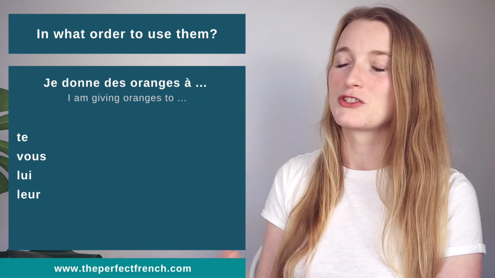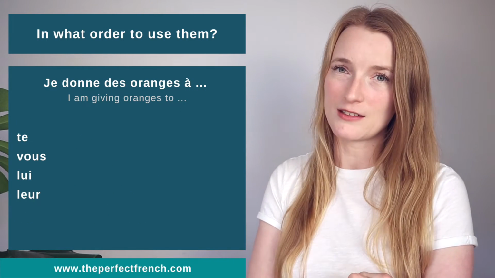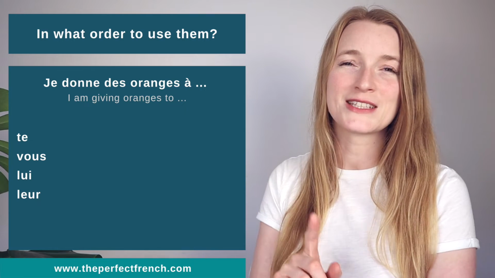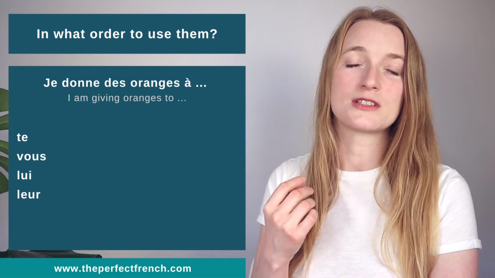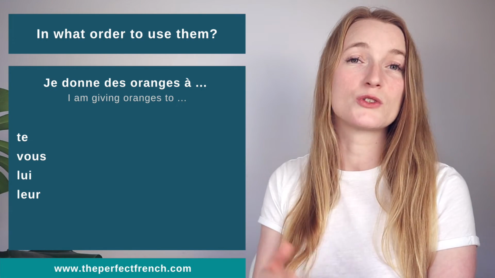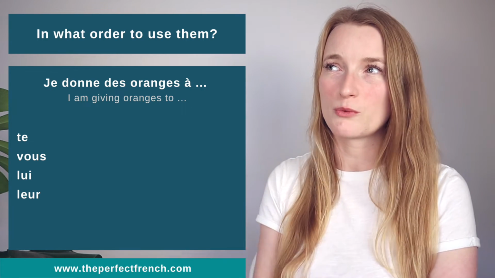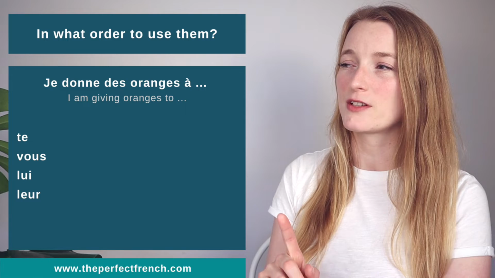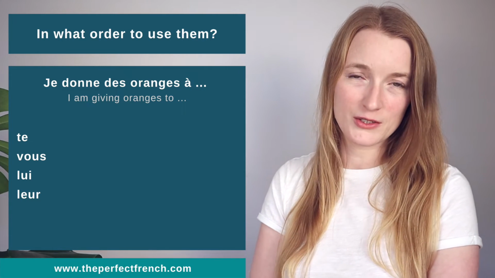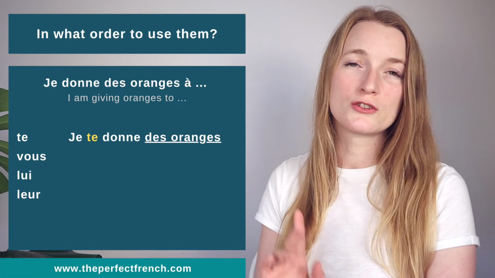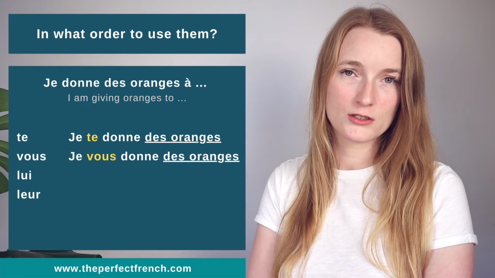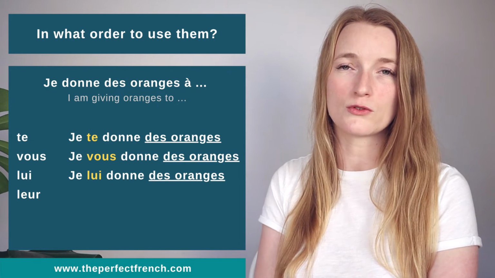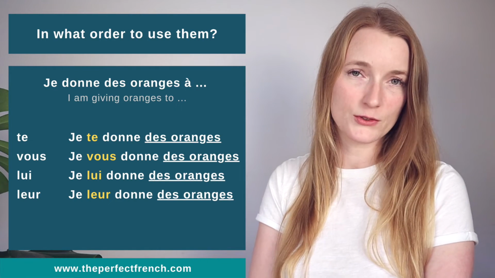Next one, je donne des oranges à. Here we are going to have an indirect object pronoun, because donner à. Because we have je, we can't have all of them, but we have te, vous, lui, leur. Let's see. Je te donne des oranges. Je vous donne des oranges. Je lui donne des oranges. Je leur donne des oranges.